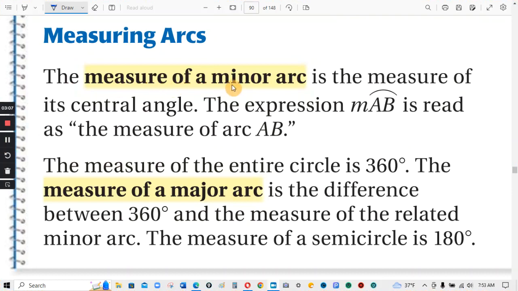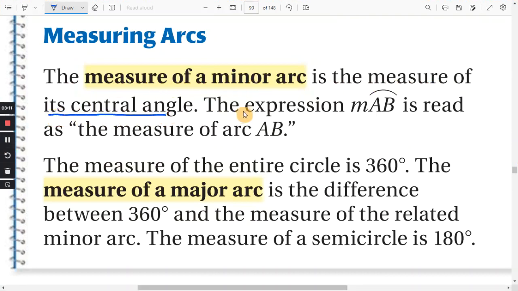The measure of a minor arc is the measure of its central angle. The expression m arc AB is read as the measure of arc AB. Okay, so this M right here stands for measure, just like for the angles. The measure of the entire circle is 360 degrees. The measure of a major arc is the difference between 360 and the measure of the related minor arc. The measure of a semicircle is 180 degrees.